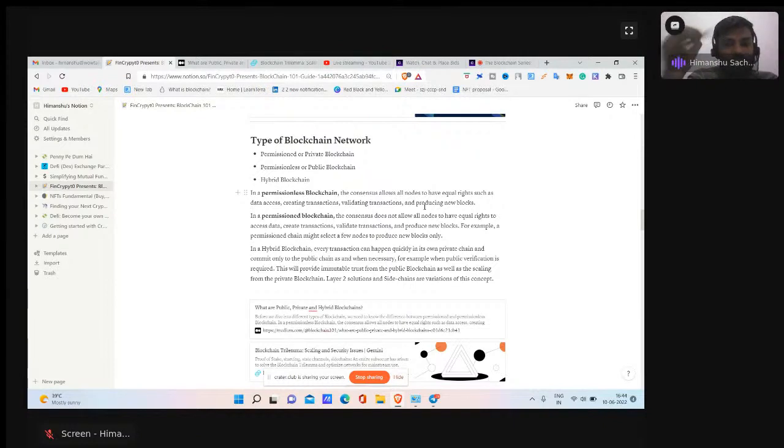But in a permissioned blockchain, the consensus does not allow all nodes, which means we have a limited number of people to validate the transaction, access the data, create new transactions, or produce a new block. Which means only a limited number of people will have access.